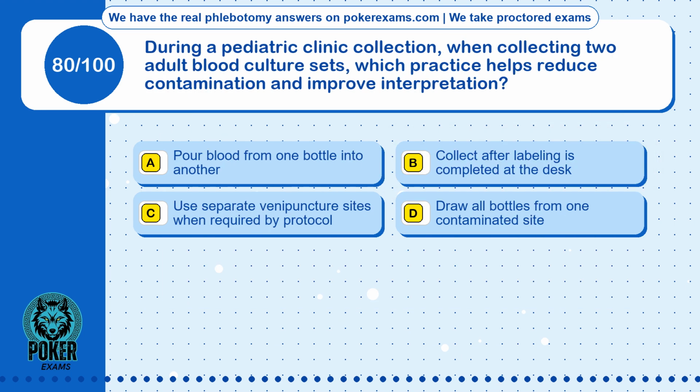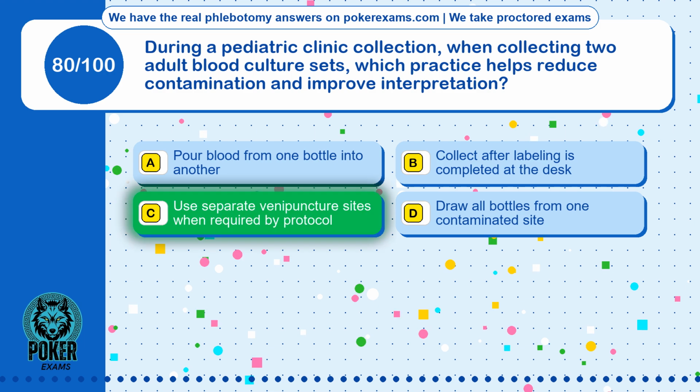Question 80. During a pediatric clinic collection, when collecting 2 adult blood culture sets, which practice helps reduce contamination and improve interpretation? Option A. Pour blood from one bottle into another. Option B. Collect after labeling is completed at the desk. Option C. Use separate venipuncture sites when required by protocol. Option D. Draw all bottles from one contaminated site.